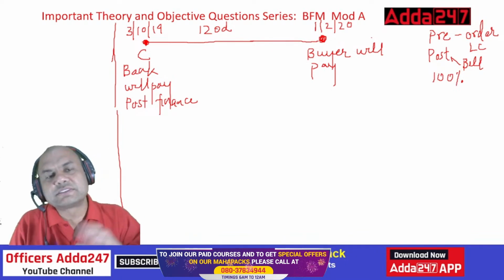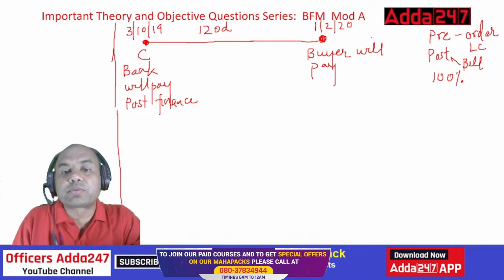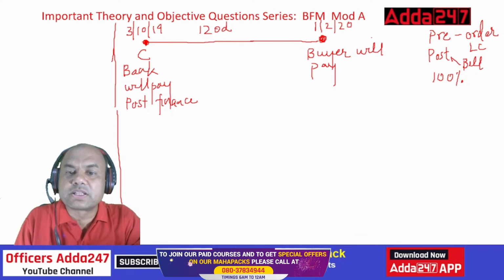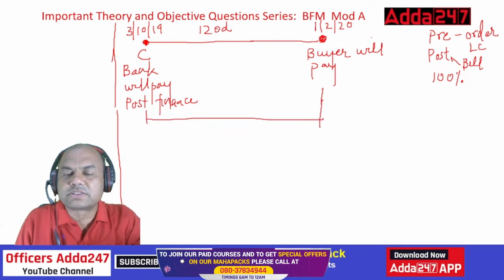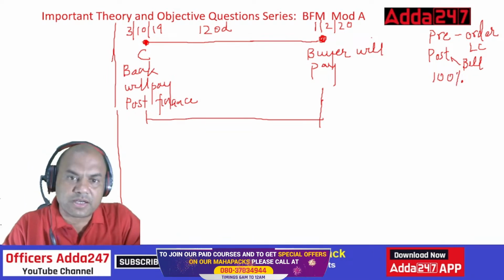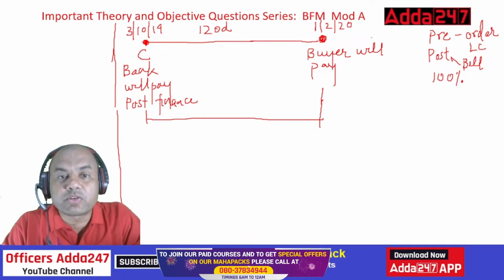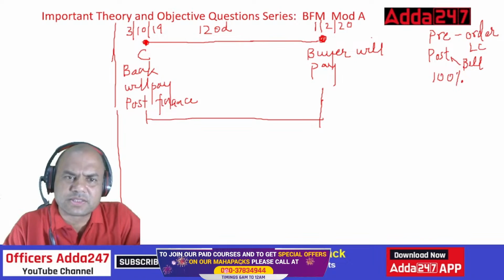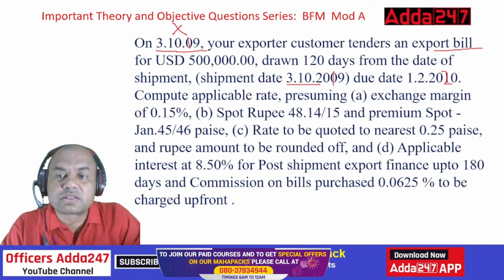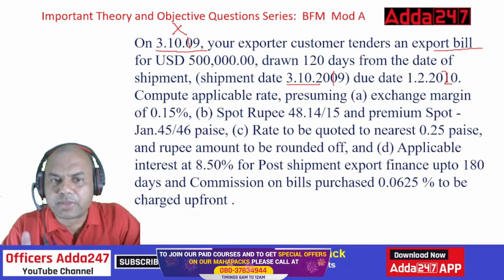So finance is given up to what days? Will it give up to lifetime, from 3/10/2019 to lifetime? No, it will give up to this gap only, right? This is the only gap for which the bank will finance. Because what do we do in bank? In bank, we have need-based finance, right? So whenever there is a requirement of finance, only at that time we finance, right? Others, why should we finance? Simple. So now, on 1/2/2010, the buyer is going to pay.